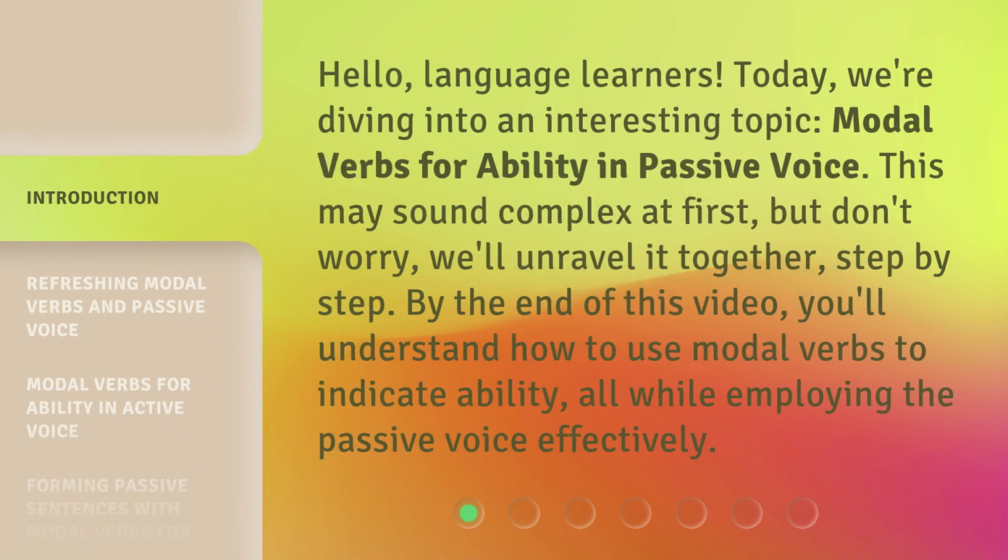Hello, language learners. Today, we're diving into an interesting topic: modal verbs for ability in passive voice. This may sound complex at first, but don't worry, we'll unravel it together, step by step. By the end of this video, you'll understand how to use modal verbs to indicate ability, all while employing the passive voice effectively.